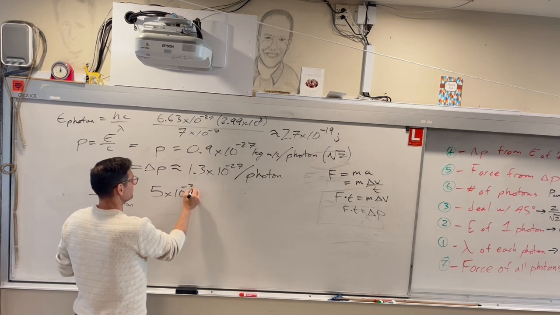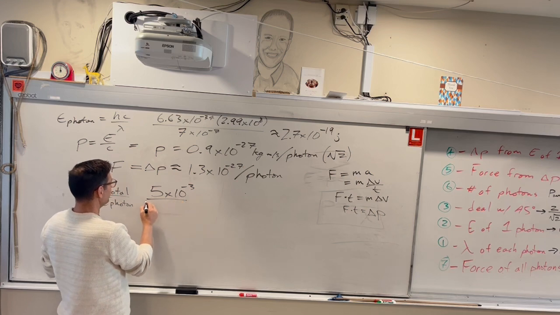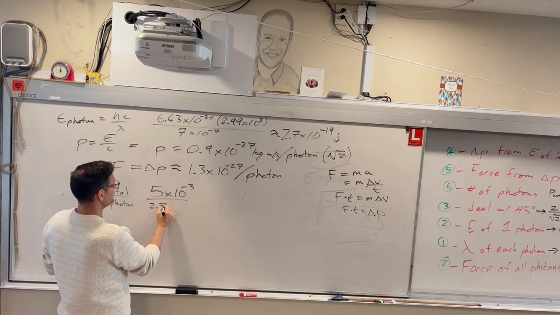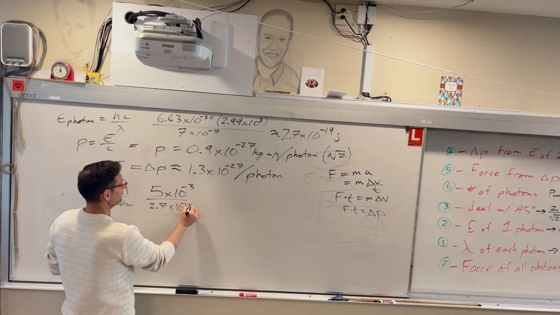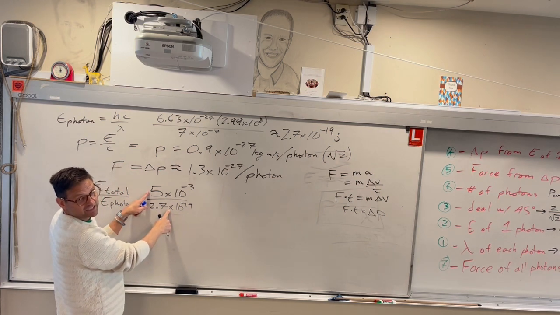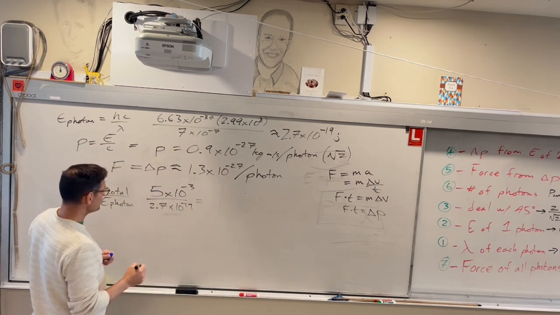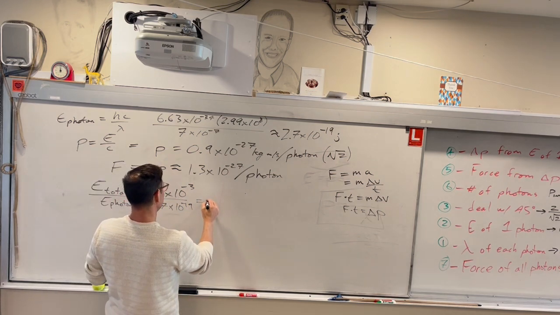Well, that's their power. Yeah, but this is the joules per second. And we're going to divide that by our 2.7 times 10 to the negative 19. So this is the joules per photon. This is my total energy in my beam. So now I can find out the number of photons, which is going to be somewhere around 2, maybe 1.9.